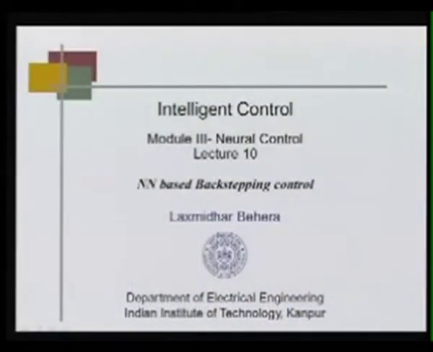NN based backstepping control. This will be the topic that we will be discussing. This is the topic under our module 3, neural control. This is lecture 10, NN based backstepping control.